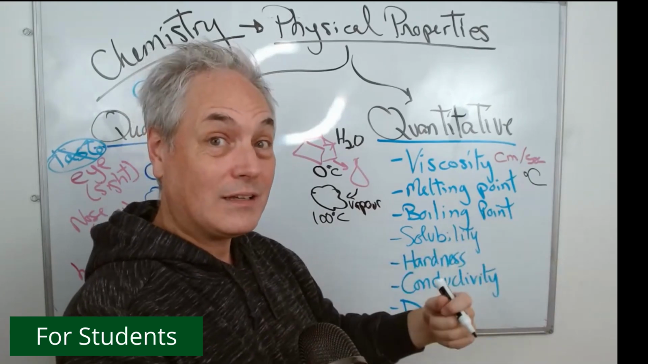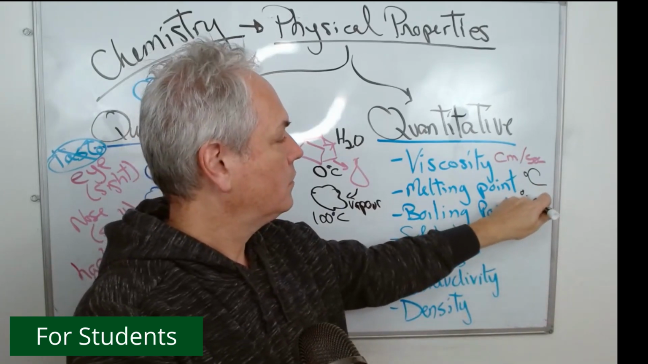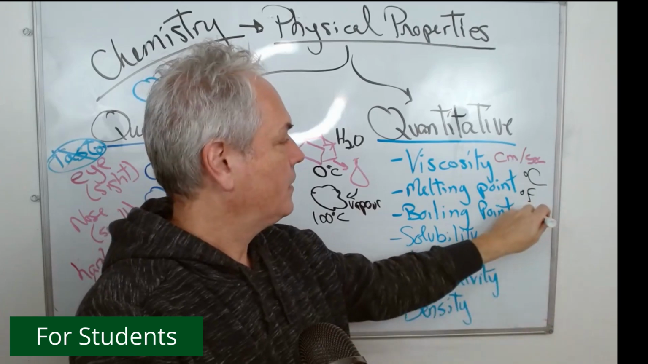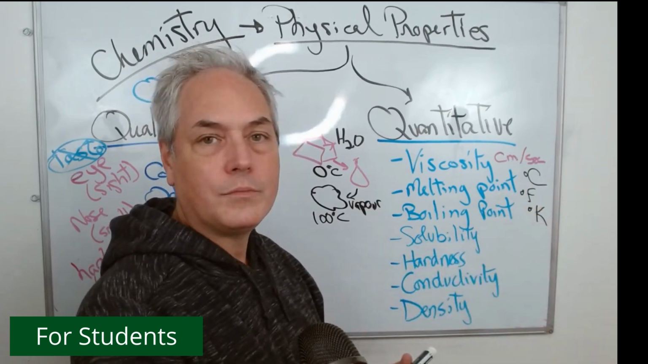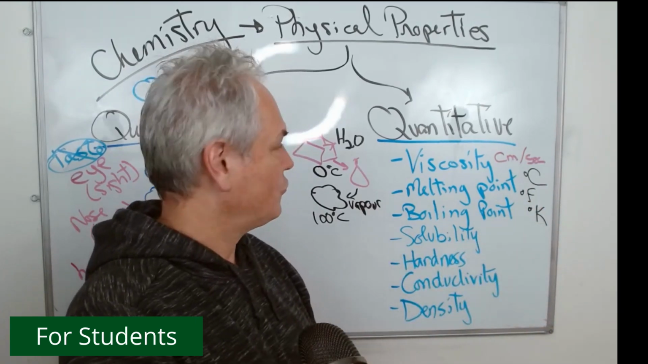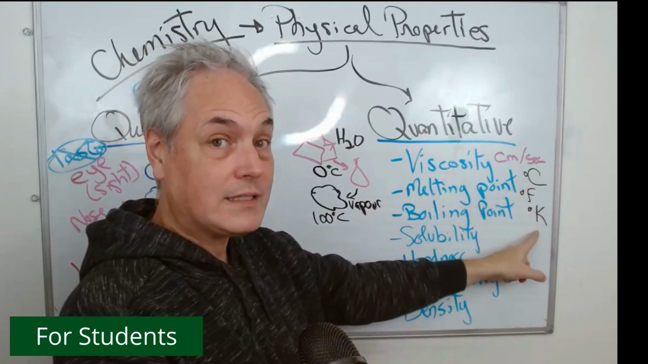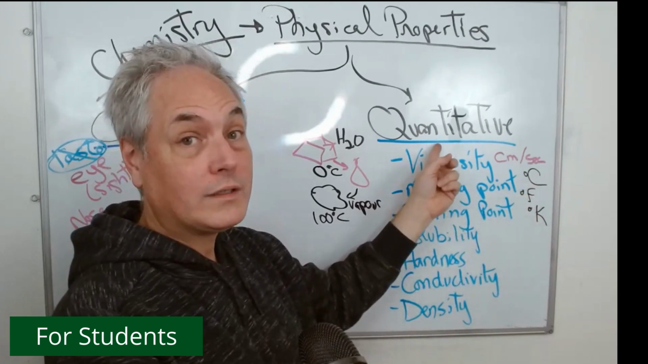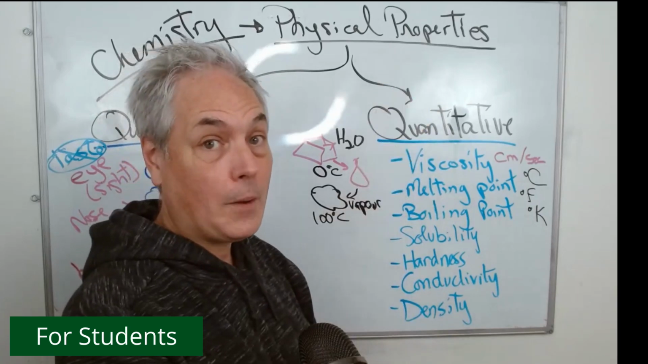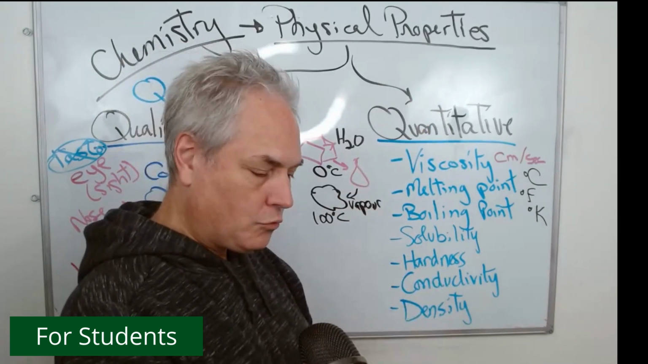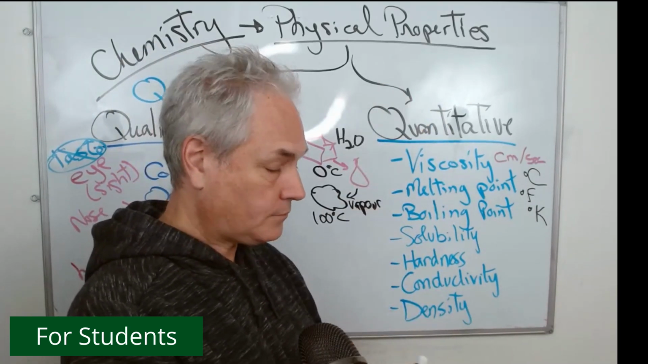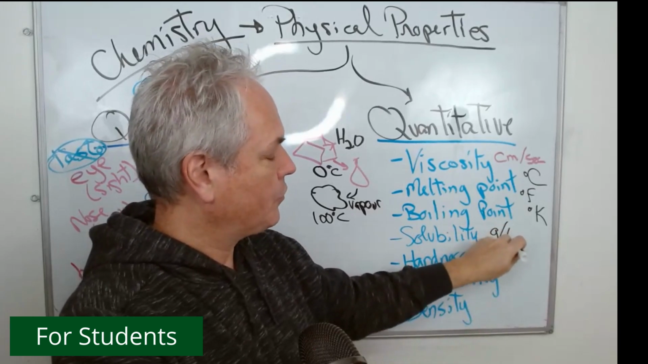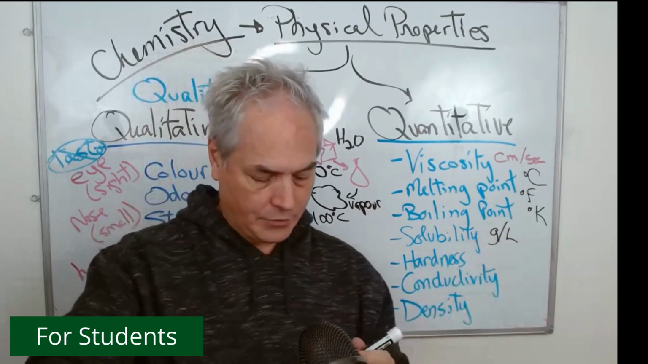Keeping in mind that depending on where you are around the world, some of you might work with Fahrenheit, and some of you may use Kelvin if you're doing some research. So these are examples of units to give a characteristic of quantitative physical properties. Another one will be the solubility. An example for solubility would be grams per liter, for example.